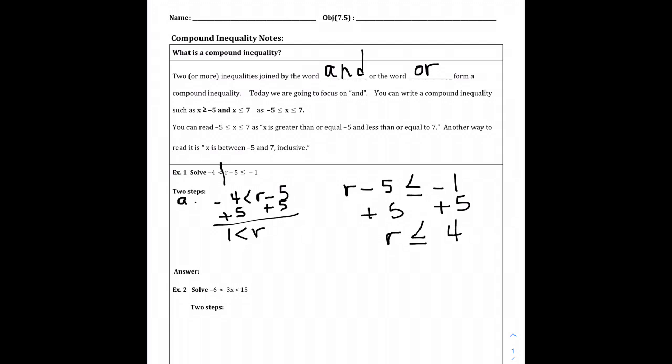So I've got r sitting in between these two. So if I rewrite it, I have 1 is less than r, which is also less than 4. You can also read that as r is between 1 and 4 inclusive. So let's look at the second example.